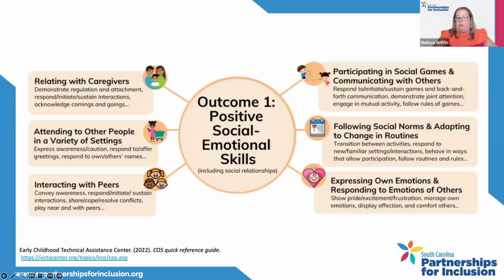And so there's 3 outcomes, like I mentioned. The first one is positive social and emotional skills. And so that's social relationships. And that's in regards to, as you can see here from this great infographic, relating with caregivers, attending to other people in a variety of settings, interacting with their peers, how they do in social games, social norms, and adapting to changes, and expressing their emotions and also responding to the emotions of others. So that's outcome 1.